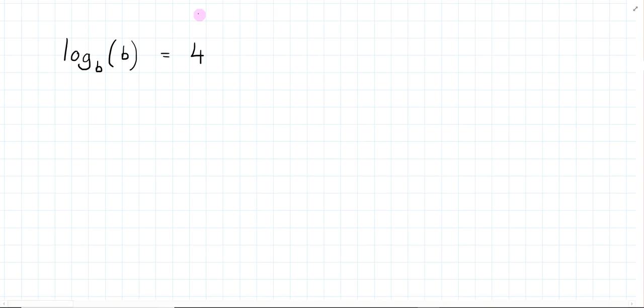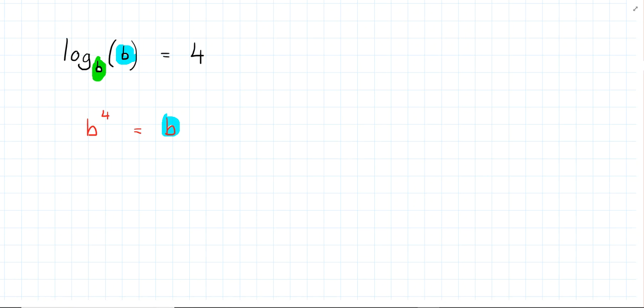Okay. What would you do? Well, if it's going to be exponential, it won't have a log. Remember, this is why I say it correctly. Because how do I say that statement? Log to the base b of b equals 4. So how do I write the exponential? So b to the power of 4 equals b. So just to be sure, this b is that b.